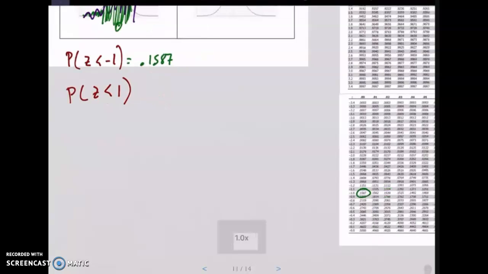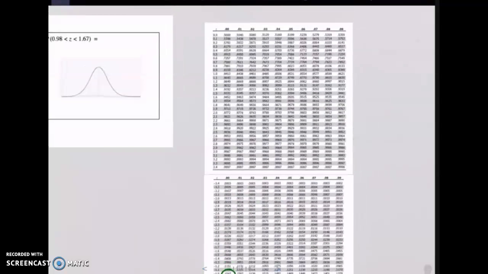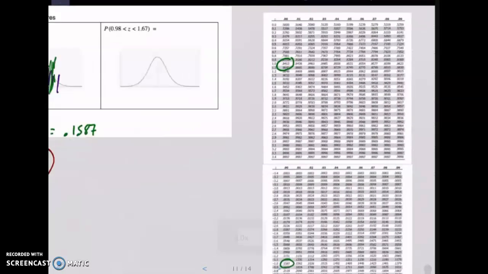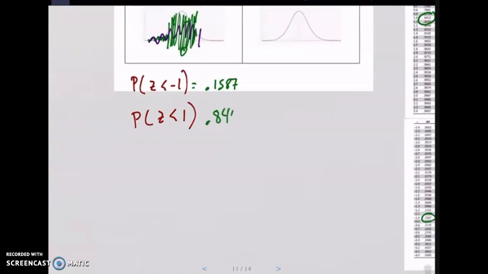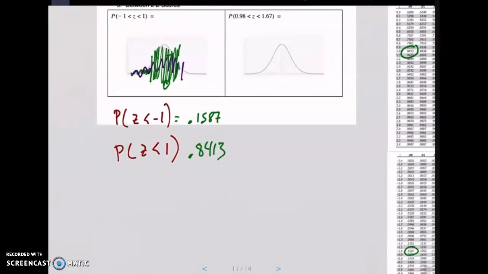And less than positive 1, so I go here, less than positive 1 is going to be 0.8413. So now if I want to find the probability that z is between negative 1 and positive 1, I do 0.8413 minus 0.1587.